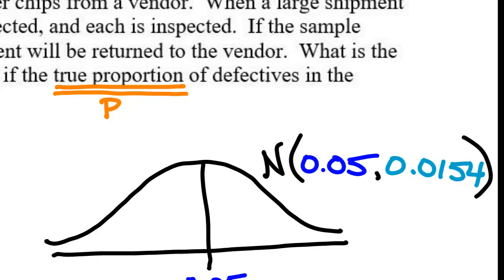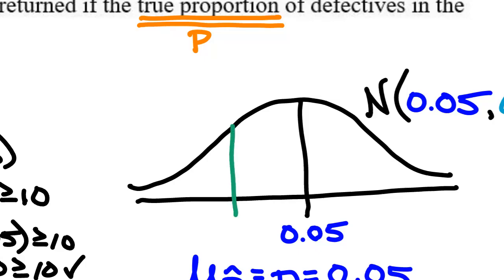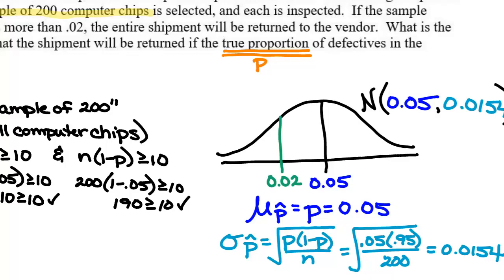Where's the threshold for it getting returned again? 0.02. Which side of the mean is that on? It's on the left. Which way am I going to shade, left or right? I'm shading to the right because we want to know the probability that it's going to be rejected, and if 2% or more of these chips are defective, then they're going to send the whole shipment back.